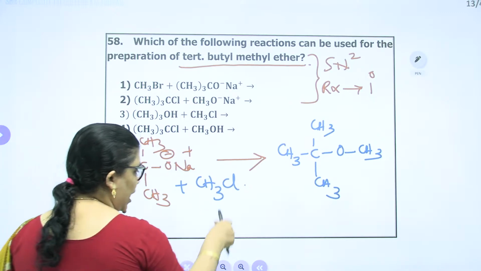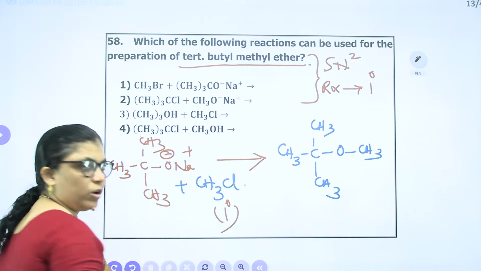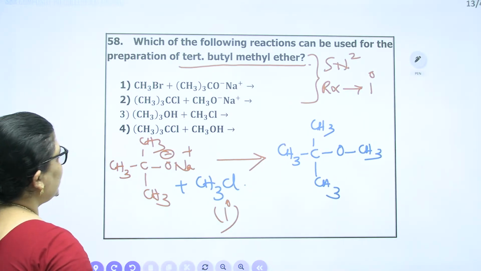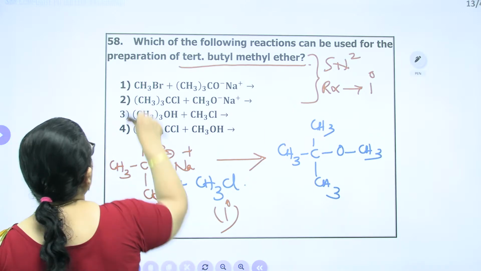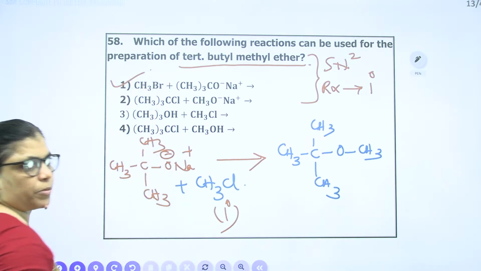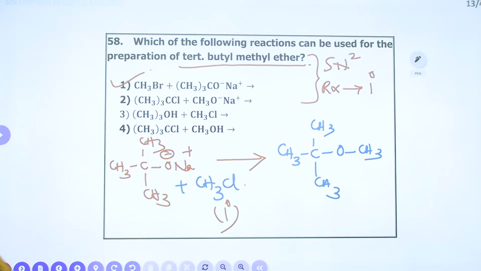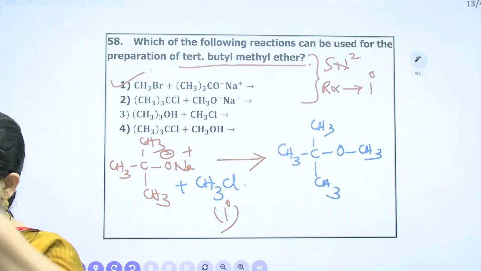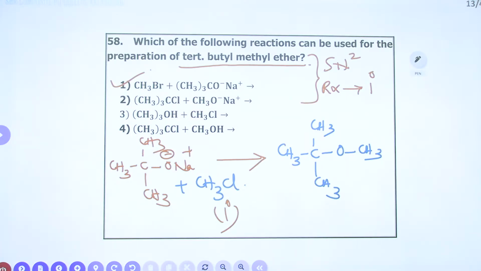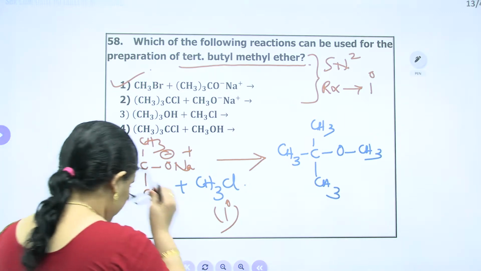Because the alkyl halide is primary, we can take the answer as tertiary butoxide and methyl bromide. The correct answer is the first option. Question number 58: when we are deciding the Williamson's reaction, we should always see that the alkyl halide must be primary. Then only it is possible.